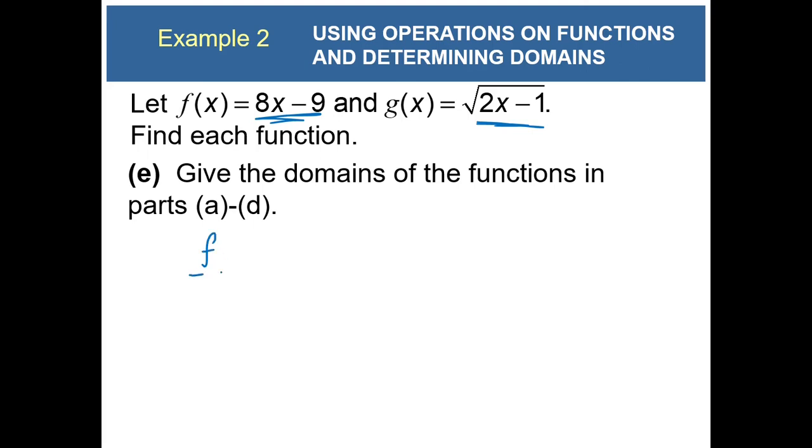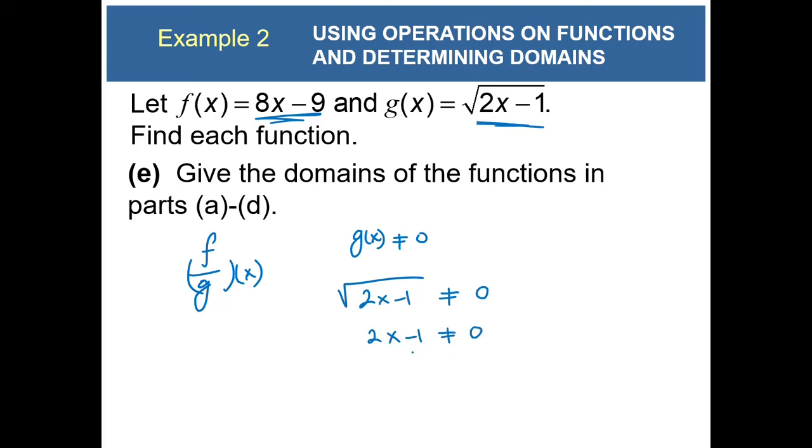To find the domain of f divided by g of x, we're going to look for all the values that will cause the denominator to be undefined. g of x cannot be equal to 0, as it would cause our function to be undefined. So we'll take the square root of 2x minus 1, and we will not allow it to be equal to 0. We can square both sides, and that results in 2x minus 1 cannot be equal to 0. Add 1 to both sides. 2x cannot be equal to 1, and finally x cannot be equal to 1/2.